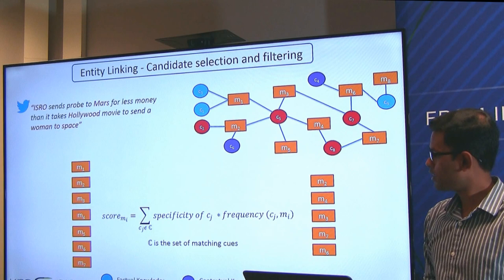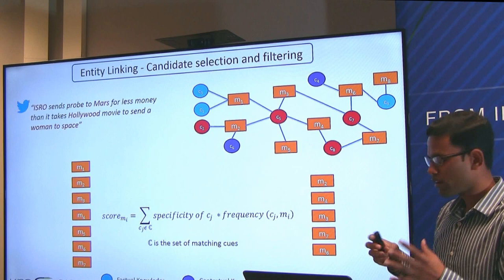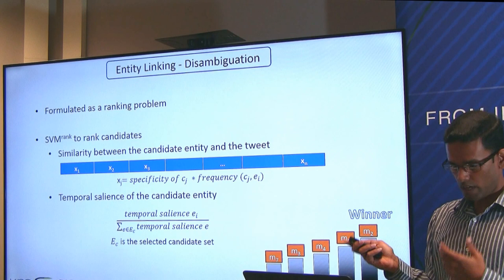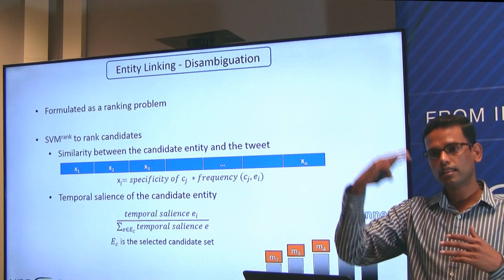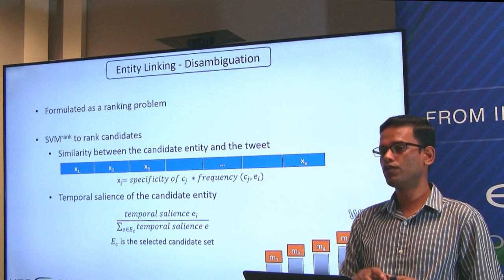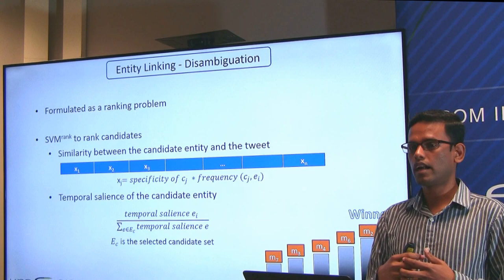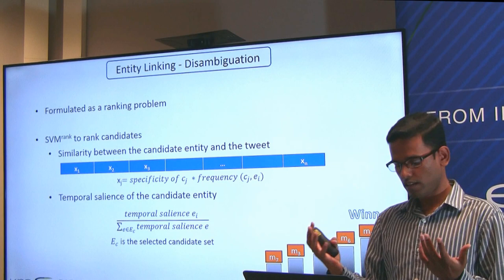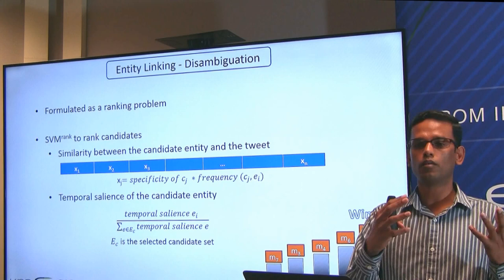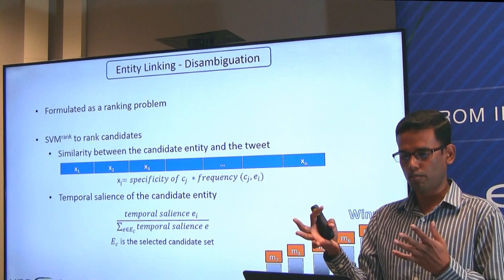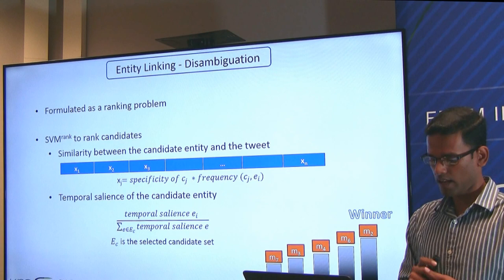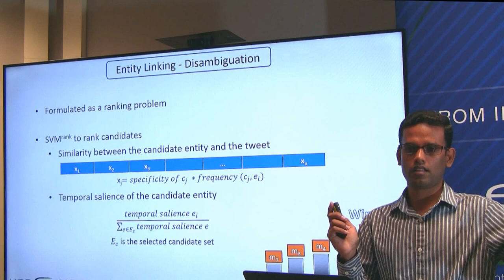Once we scored the candidates and filtered them out, we have a candidate set that we can deal with. Now we go to the disambiguation step, which ranks these filtered candidates again to find out which one is the right one for this particular tweet. This is formulated as a ranking problem, and we learned models to rank, which look at features like how similar the tweets are to the entity and how prominent that entity is among the candidate entities in that particular time period. Then we learn the model and rank, and we get the top one as the entity that has been mentioned.